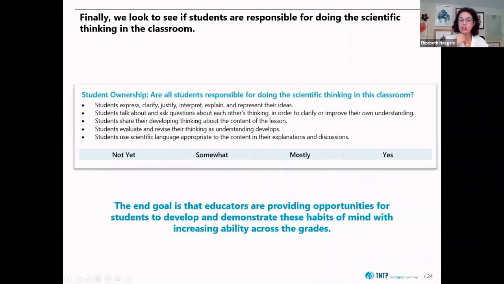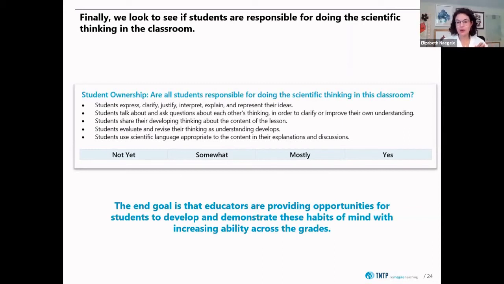I also wanted you to be able to take a look at the student ownership section of the instructional walkthrough tool. You can look at that with the indicators that are on the slide, or you can look at the language of the tool itself. The last thing that we look at when we're thinking about strong instruction is to see if students are responsible for doing the scientific thinking in the classroom.